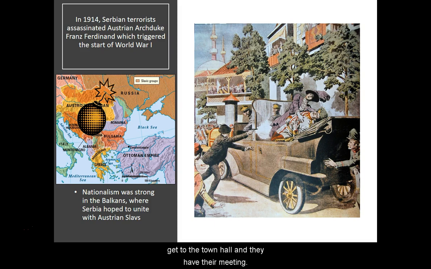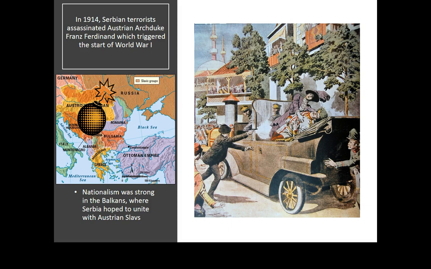They have their meeting, and on the way back to where they were going, the car takes a wrong turn. It goes somewhere where it hadn't planned to go. And another assassin of the same group, the Black Hand, named Gavrilo Princip, happens to find himself right next to the car. So he pulls out his gun and he fires twice. One shot hits the Archduke, the other hits his wife, Sophie, and both are dead.